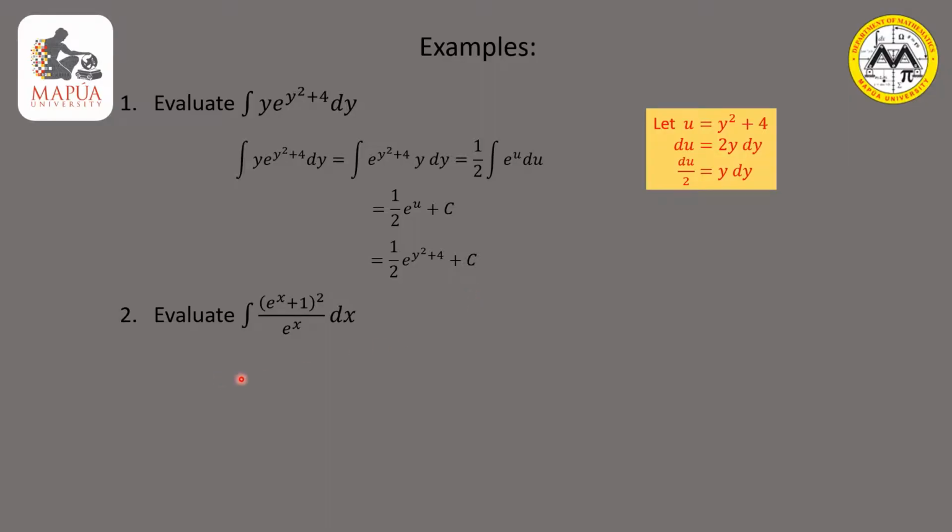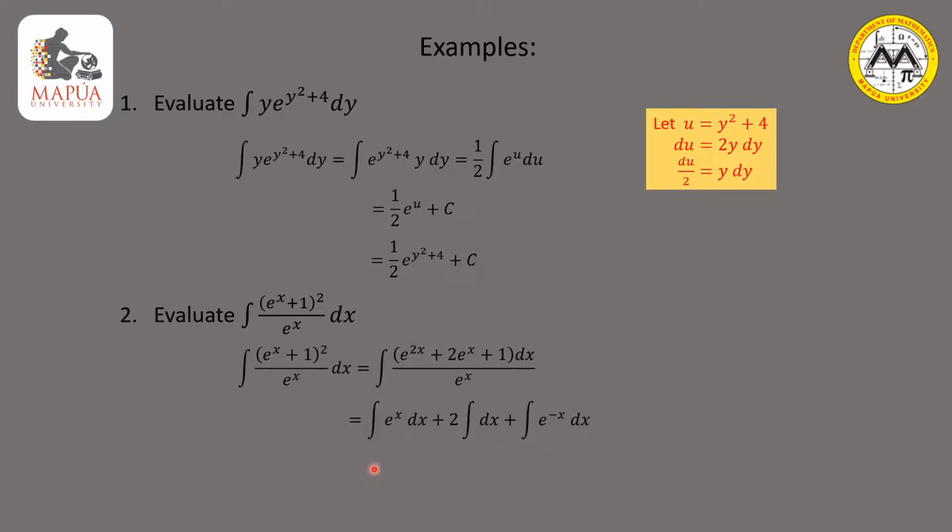For our second example, we have the integral of the square of e to the x plus 1 divided by e to the x dx. In evaluating this integral, what we do is first to expand the square of e to the x plus 1, so that this integral will now be given in terms of the integral of e to the 2x plus 2e to the x plus 1 divided by e to the x dx. When you divide each of these terms by e to the x, this is what you're going to get.